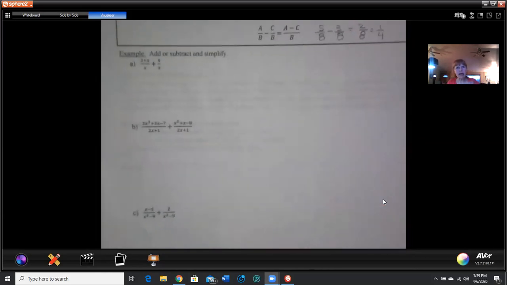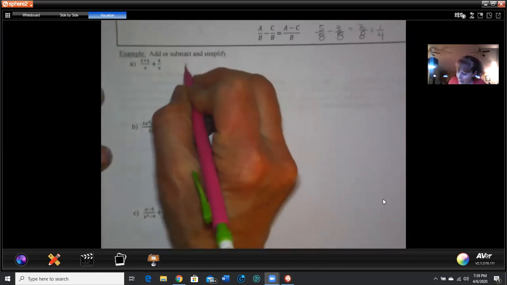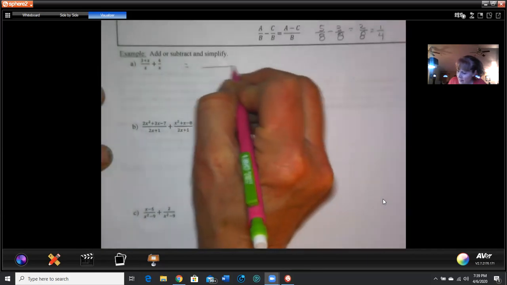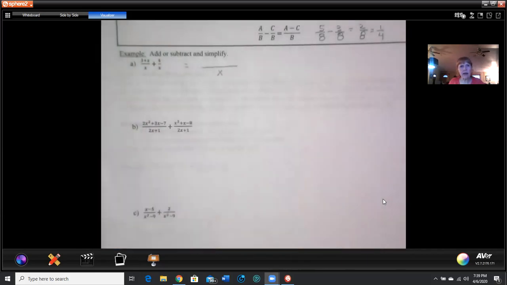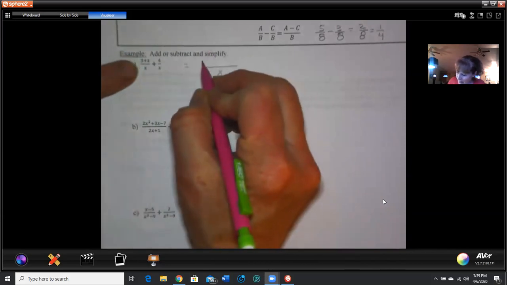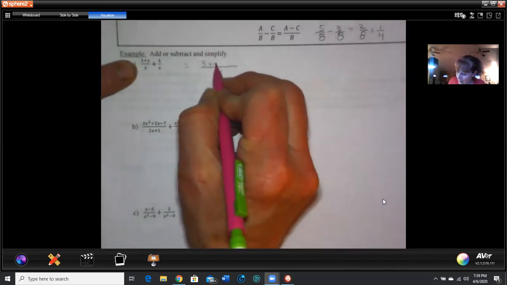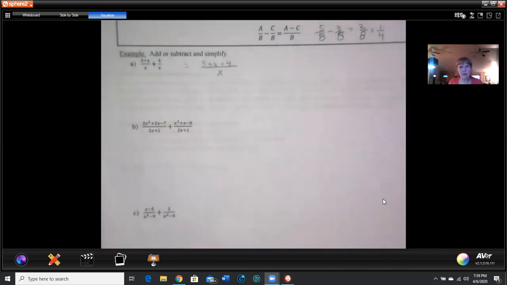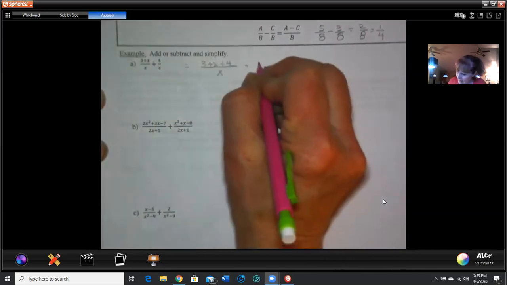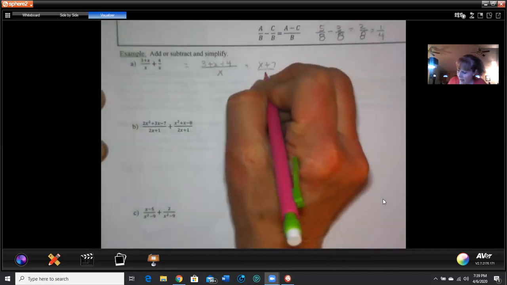Okay, looking at this A here, we have the same denominator, x's. So what we're going to do is add the numerators together, and our common denominator is an x. So again, I'm not multiplying those denominators together, I'm just carrying them over. So don't put 2x, you don't add them, you don't multiply them, it's just an x. And then we'll add the numerators together, 3 plus x plus 4. So we're adding those numerators, and then you simplify. So that gives us x plus 7 over x.